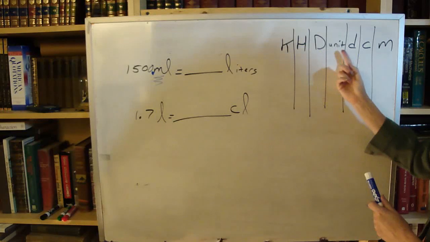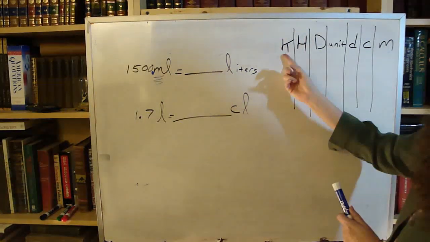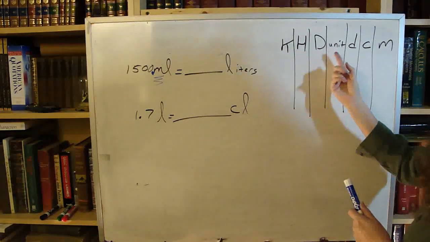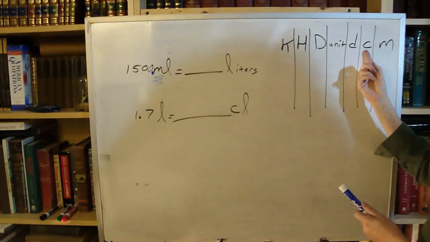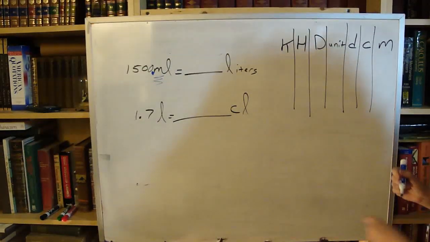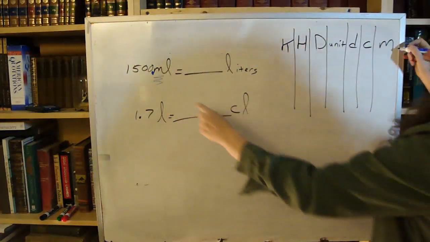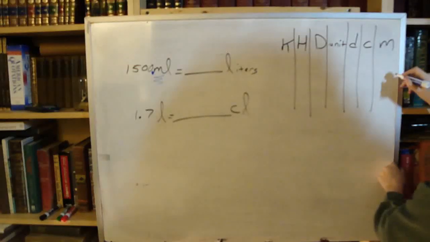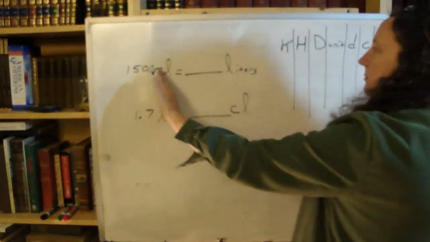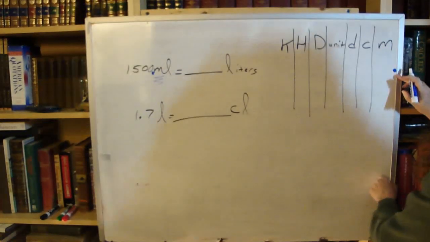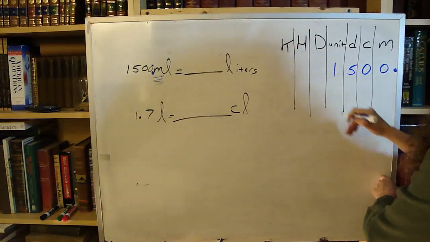Kangaroos hopping downhill drinking chocolate milk. Or kilo, hecto, deca, whatever my main unit is, in this case liters, deci, centi, milli. So I have my milli. I want my decimal point at the end of the milli column. And then I want to fill in my numbers going out from there. So 0, 0, 5, 1.